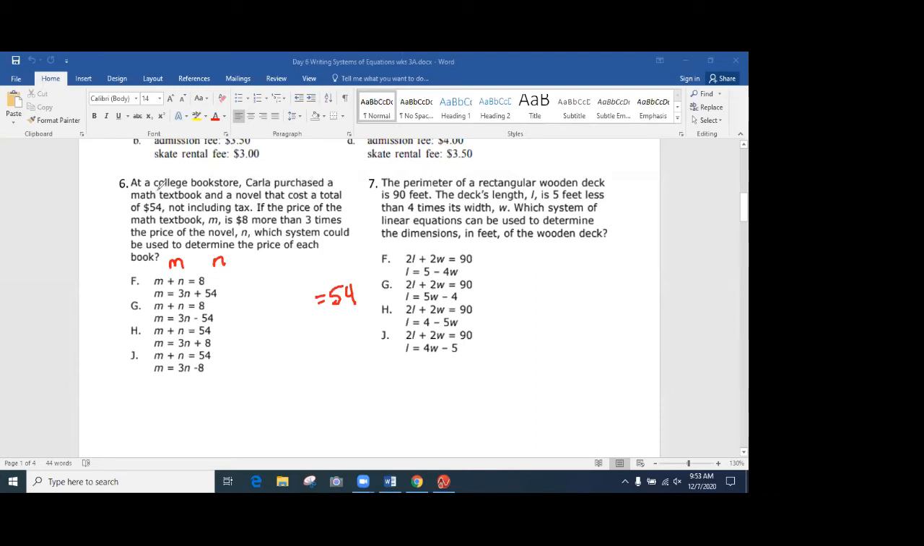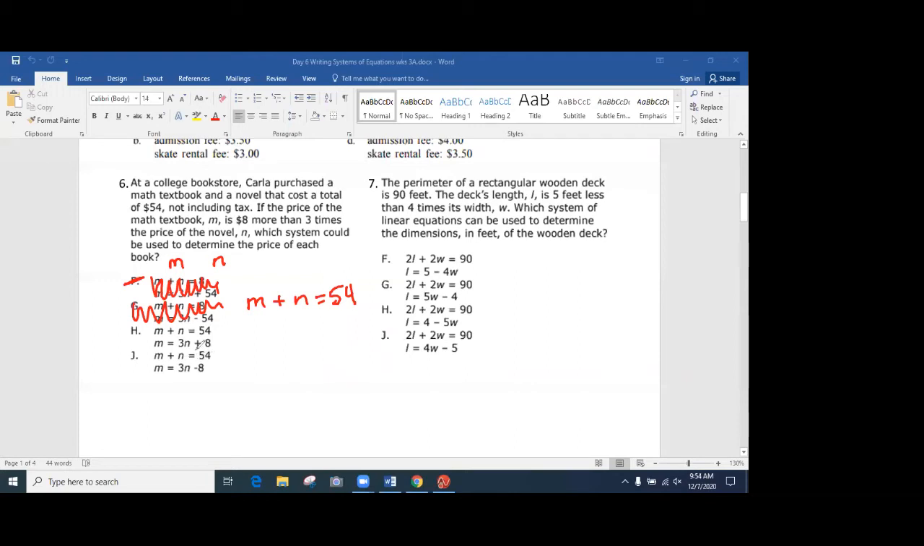It says Carla purchased a math textbook and a novel that cost $54. She purchased a math textbook and a novel. That would be M, a math textbook, plus N, a novel, that cost a total of $54. So I'm just writing it as I read it right there. So the first thing I would do, because that one wasn't so bad. What can we eliminate right here? What doesn't have M plus N equals 54? F doesn't. Get rid of all that. G doesn't. But H and J do.